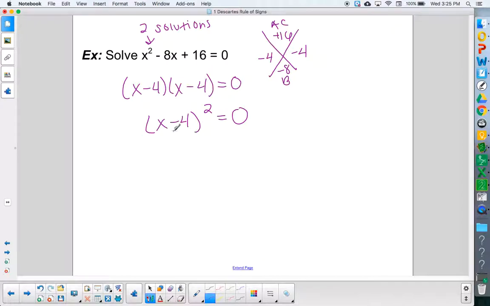So then to solve for x, I take the inside and set it equal to 0 and solve for x. I get x equals 4. And because it has this exponent of 2 up here, that's going to tell me that this has multiplicity 2.